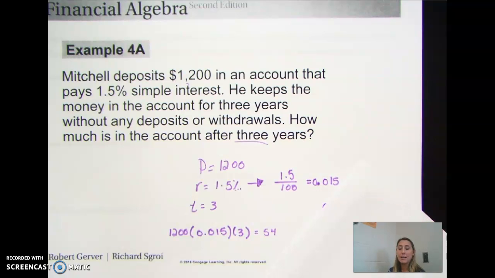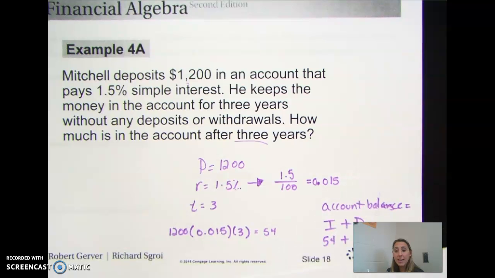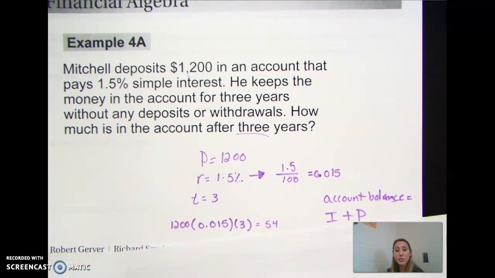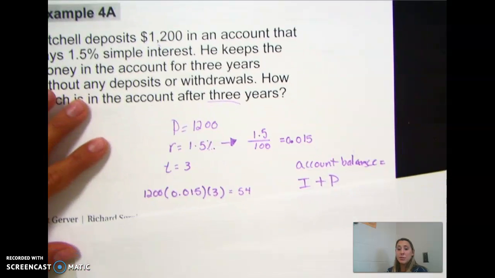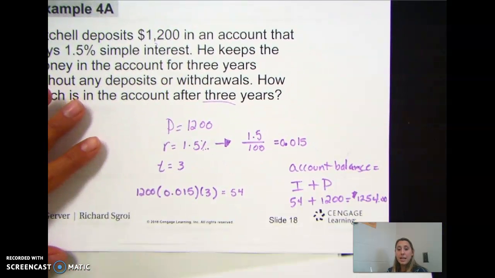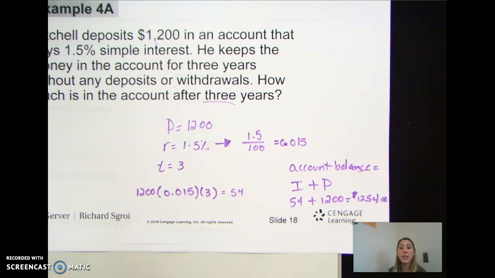So what I'm going to do is I'm going to put all of that together. 1,200 times 0.015 times 3, which is $54. Now that account doesn't have $54 in it at the end of the month. Again, that's just the interest that was earned. So once I have that, then I need to do my interest plus my original principal, and I get 54 plus 1,200, which is 1,254.